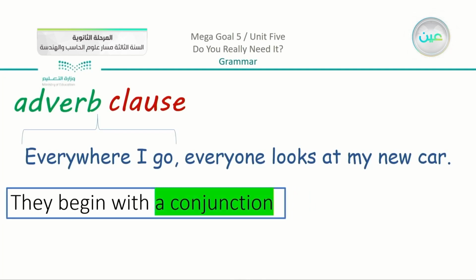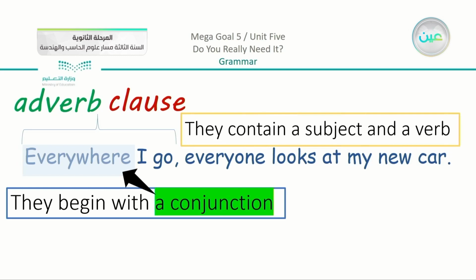First, adverb clauses begin with a conjunction. So what is a conjunction? We can see that everywhere is a conjunction. Like when I read the examples in the yellow color, we said everywhere, in order to, and also since. These are called conjunctions. So an adverb clause starts with a conjunction. Another point, they contain a subject and a verb. You can see in the yellow part, I go, there is a subject and also a verb. So we note that adverb clauses have a conjunction, and they do have a subject and a verb, but still they do not function on their own.